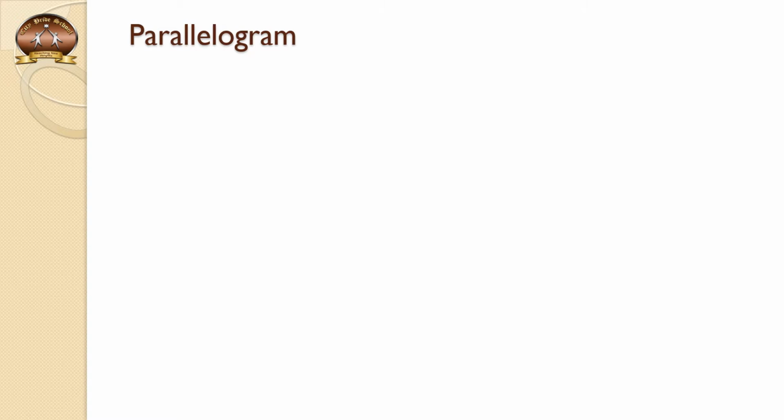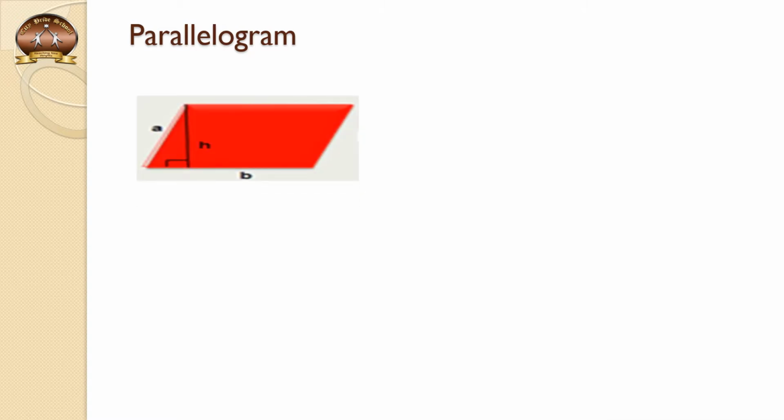Let us now learn how to find the area of a parallelogram. We know that a parallelogram is a figure whose opposite sides are equal and parallel. I have taken a parallelogram whose base is B and height is H. So here the area is given by the formula base into height. This height is the distance between the two parallel lines, that is, whose base is B.